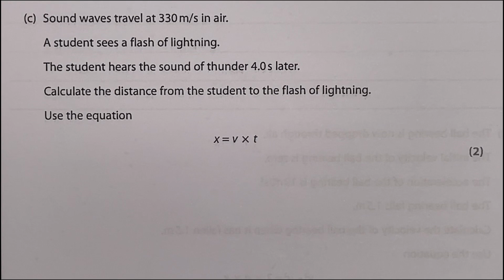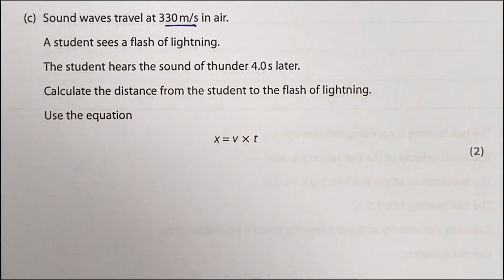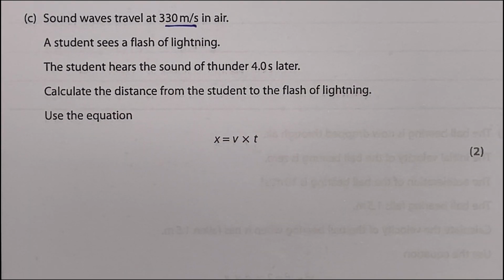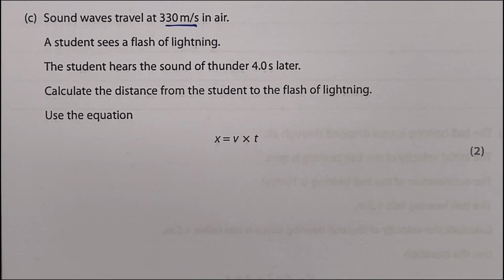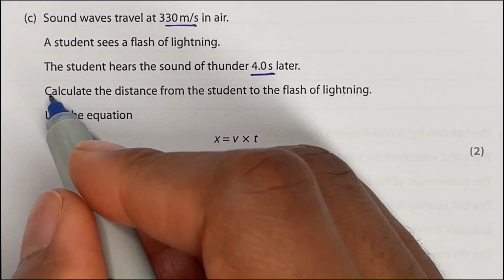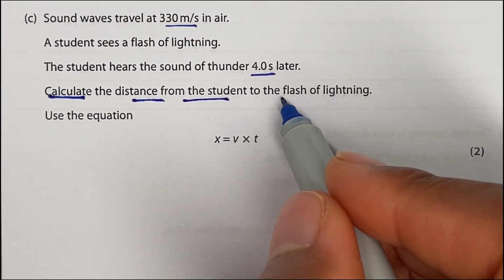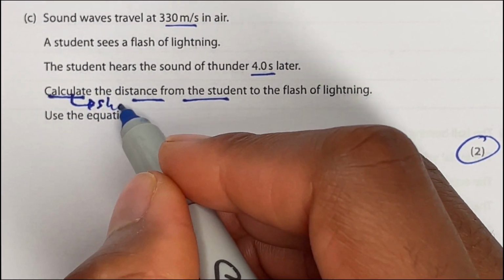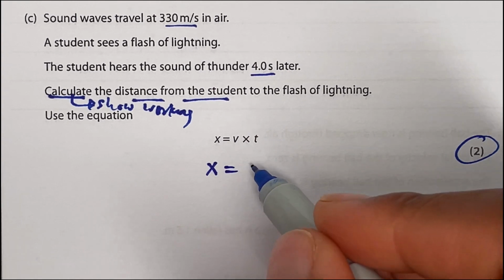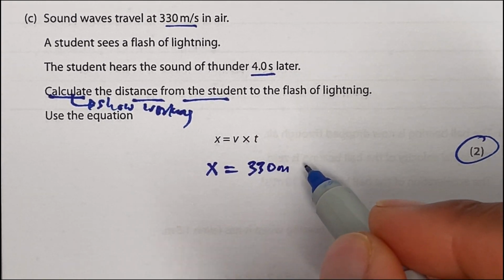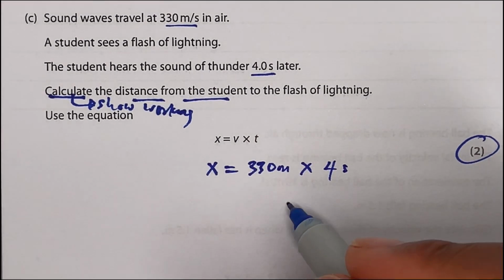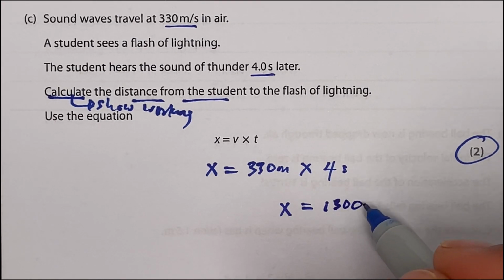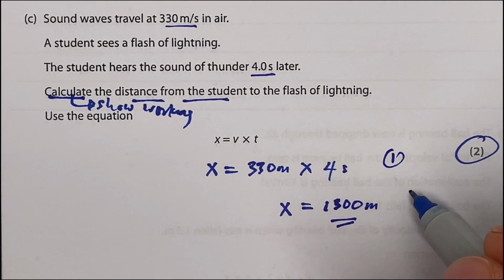Sound wave travels at 330 meters per second in air. A student sees a flash of lightning. The student hears the sound of thunder 4 seconds later. Calculate the distance from the student to the flash of lightning. For 2 marks, calculate. I need to show working out. So distance is x, my v is 330 meters per second, my time is 4 seconds. So distance would be 1320 meters. So 1 mark, 1 mark.